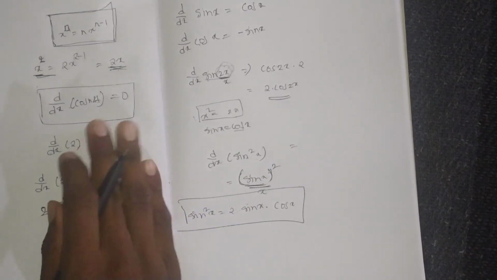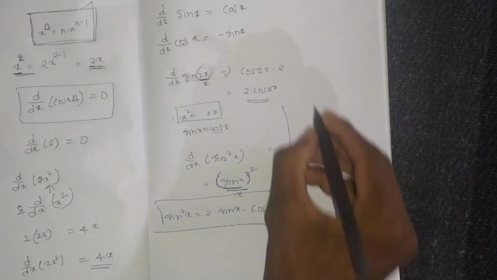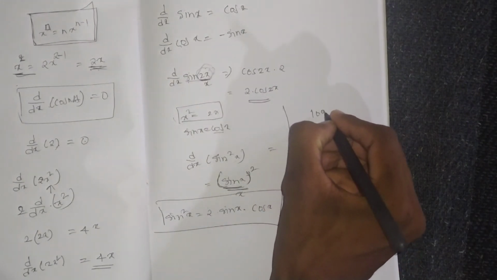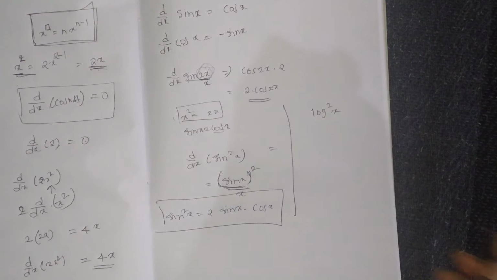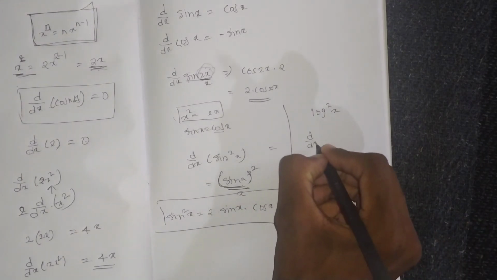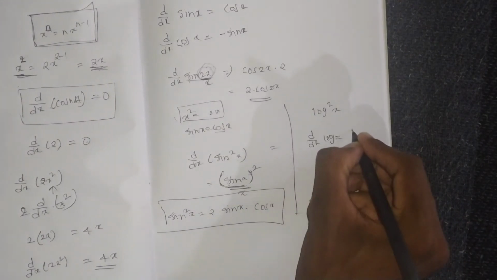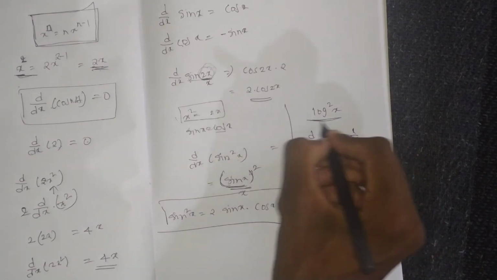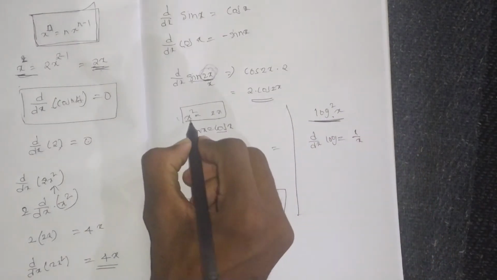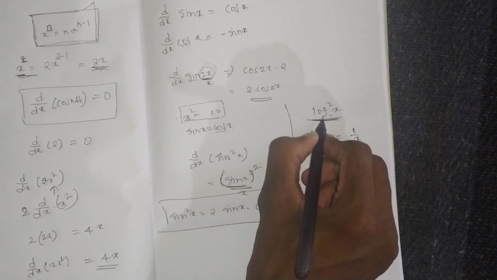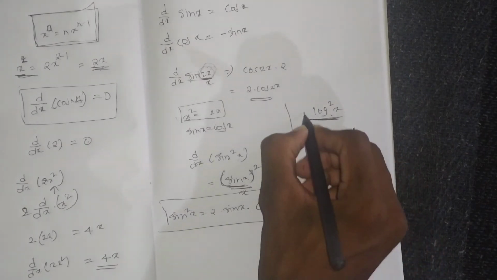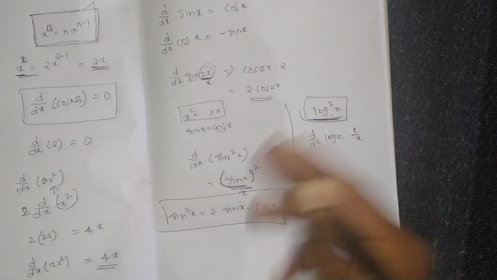Now I am going to tell you another example: what is the differentiation of log square x? We all know the differentiation of log x. What is the differentiation of log x? It is 1 by x. Now my question is, what is the differentiation of log square x? We know that the differentiation of x square is 2x and the differentiation of log x is 1 by x.